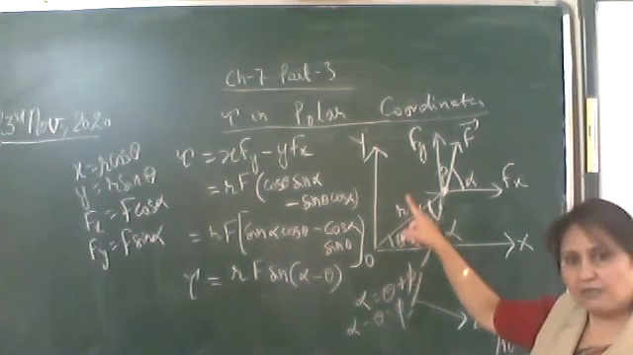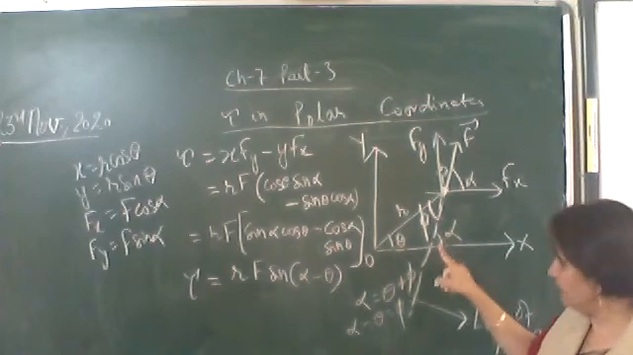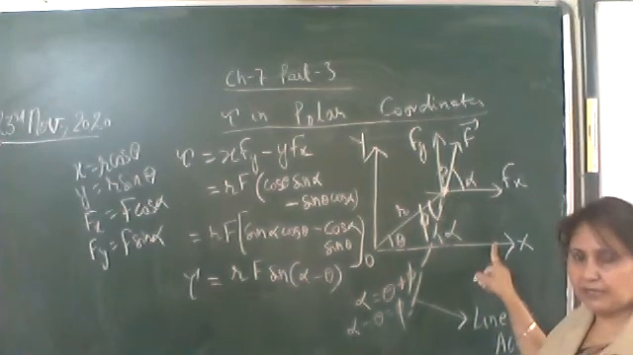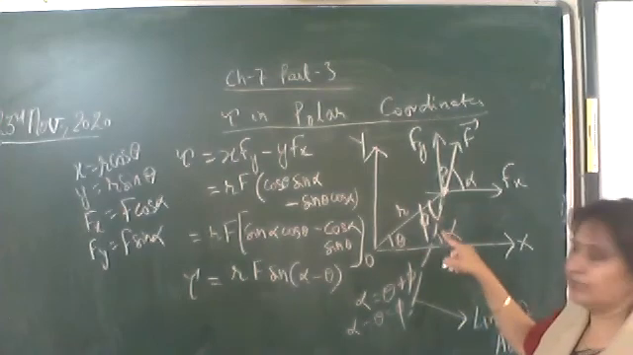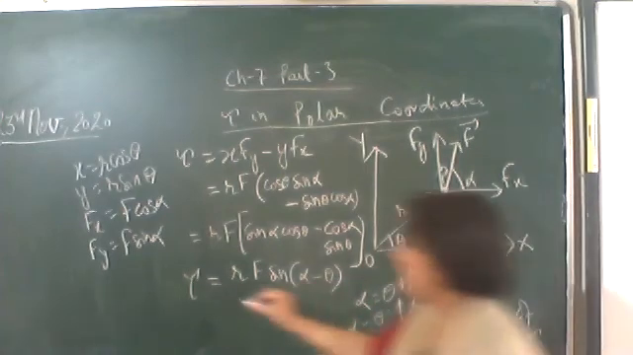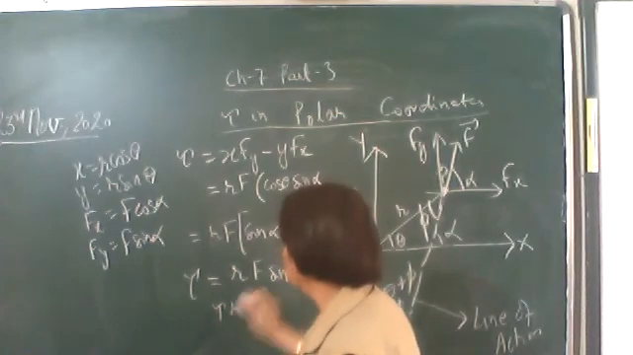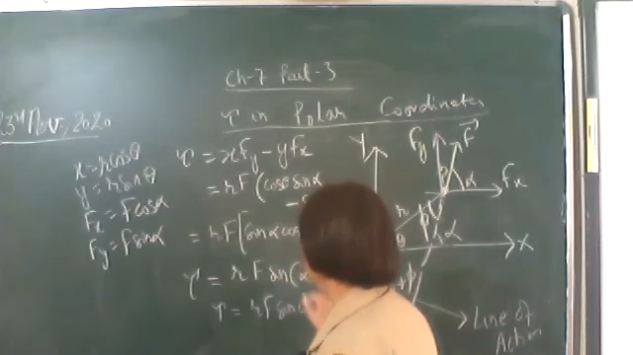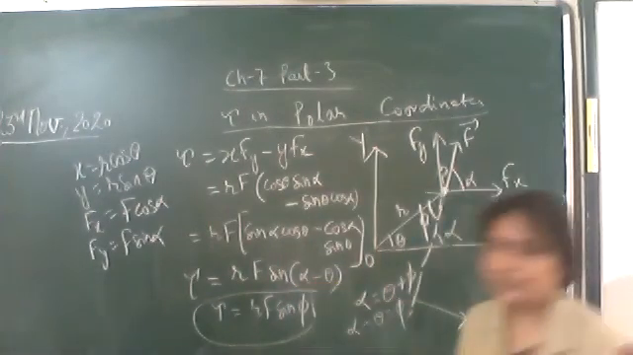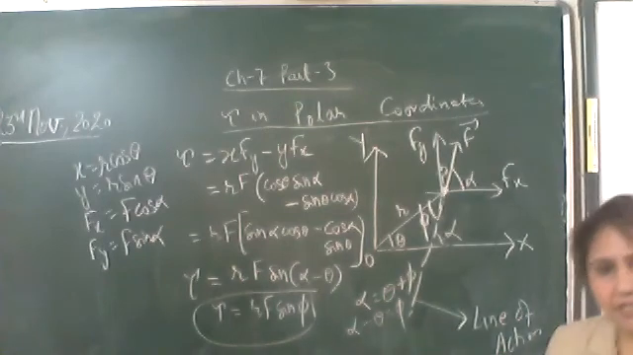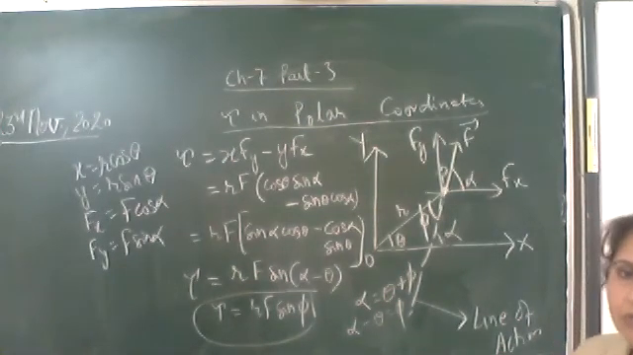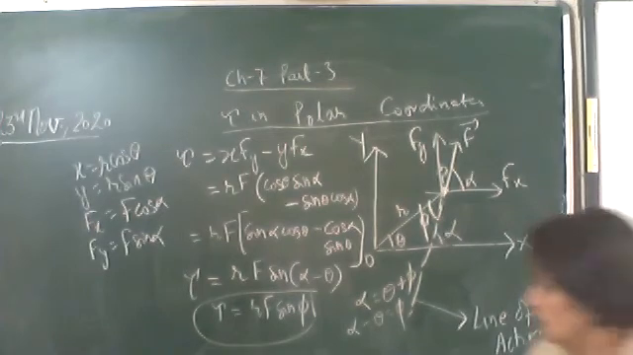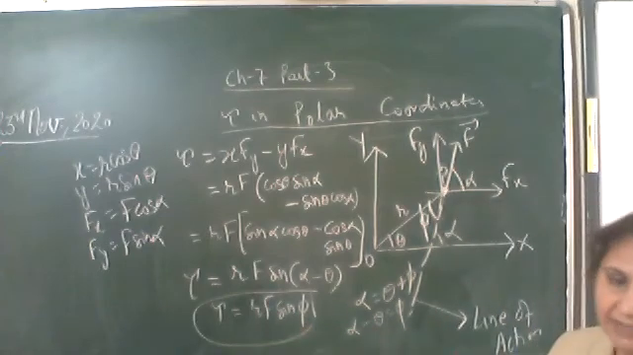Theta is the angle r is making with the x-axis. Alpha is the angle force is making with the x-axis. Now phi is the angle between r and f vectors. So the tau vector is equal to r into f into sin phi. This is the expression of tau in polar coordinates, where phi is the angle between r and f vectors. Hurry up, note it down.